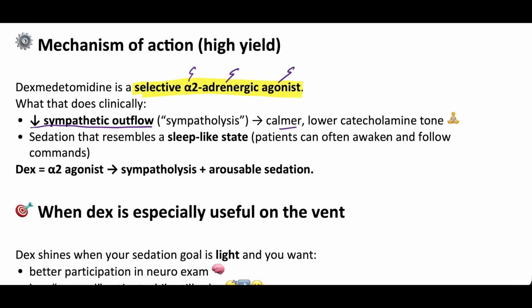That makes patients calmer, lower catecholamine tone. It resembles kind of like a sleepy-ish state. They can often awake and follow commands, all that kind of stuff. So, from a summary standpoint, dexmedetomidine mechanistically is an alpha-2 agonist that works centrally, and it causes sympatholysis, or decreased sympathetic outflow, which leads to this kind of arousable state of sedation.